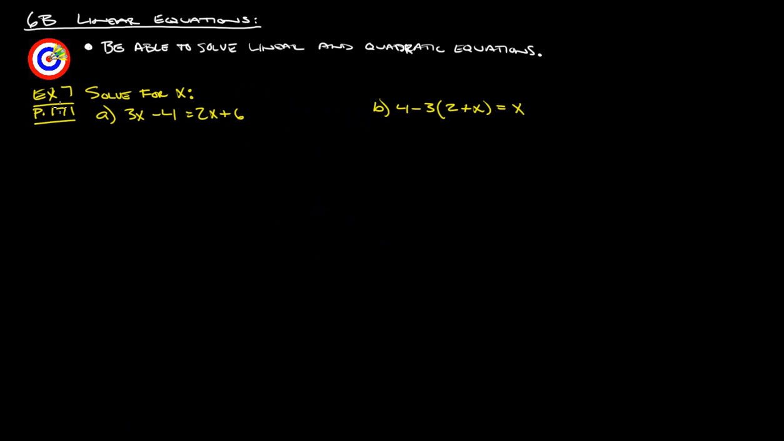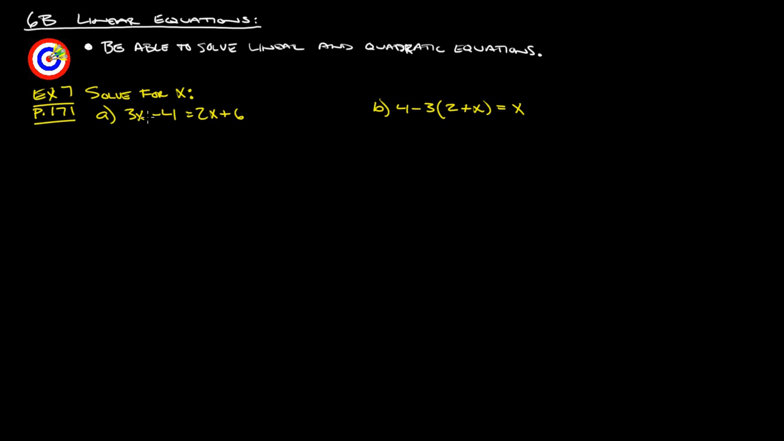Let's take a look at the next example. That's example 7 from page 171. We're going to solve both of these for x. Now if you'll notice here, we now have x's on both sides of the equation. So that's the new part on this example. So I'm going to want to move my x's to one side and all my constants to the other side.